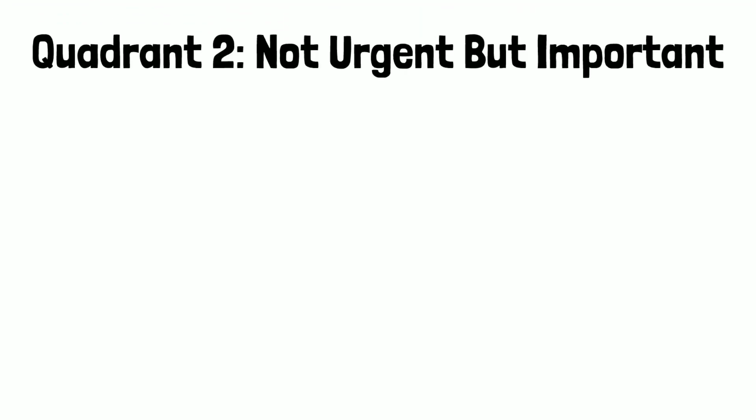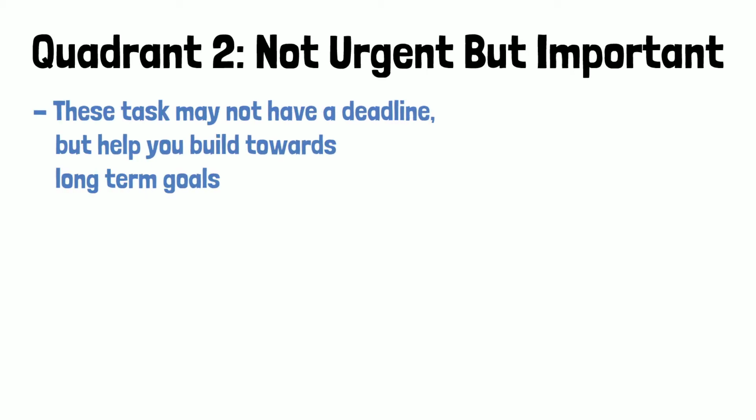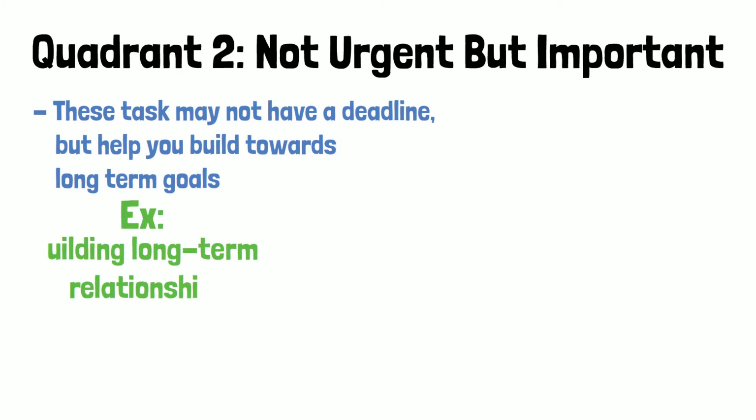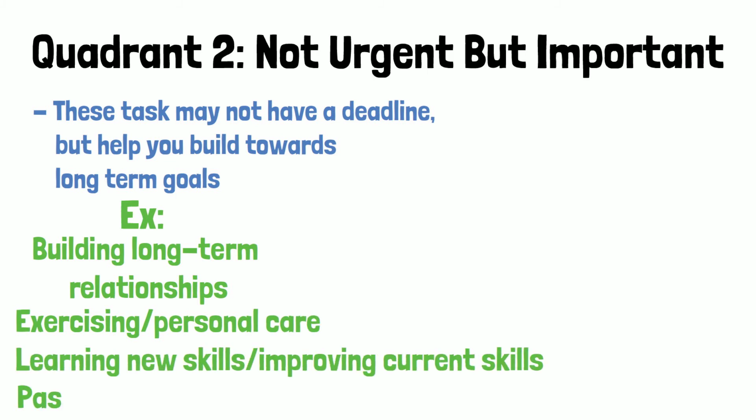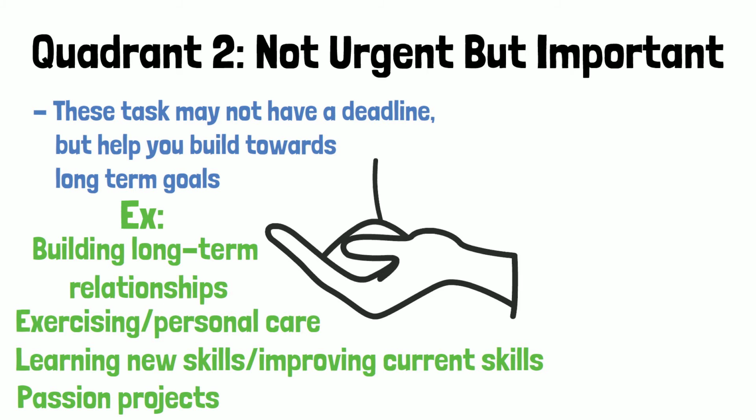Quadrant 2. Not urgent, but important task. Items in Quadrant 2 are activities that may not have a deadline, but will ultimately help build towards your long-term goals. A few examples include building relationships, exercising and other personal care, learning new skills or working on existing ones, and other passion projects.